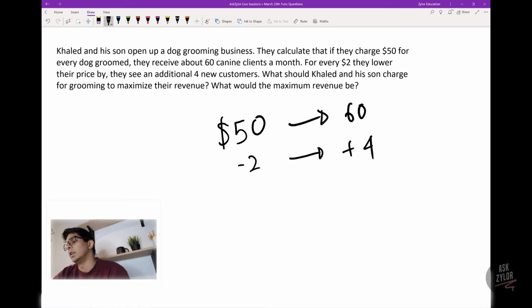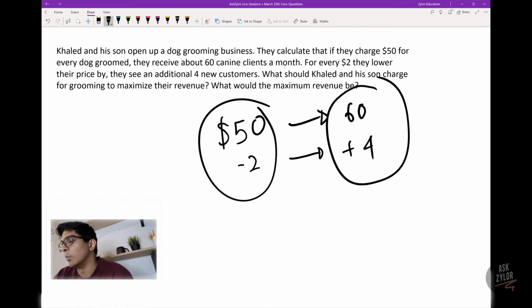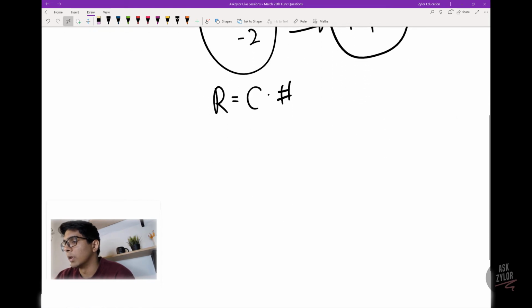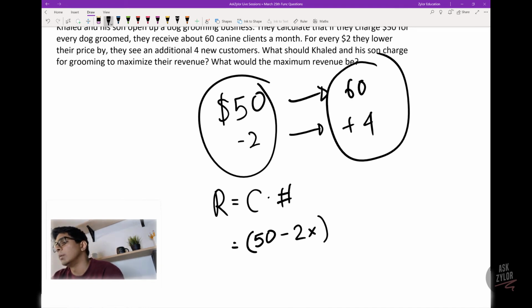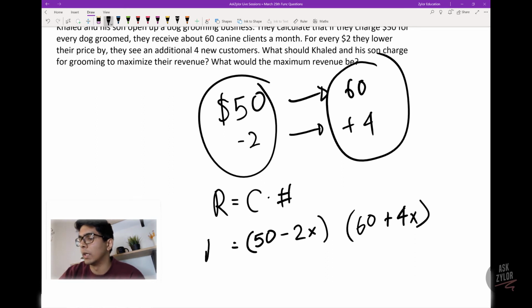So we need to find a model that gives me the price multiplied by how many clients they have, because that is what revenue is going to be. It's cost times how many clients or products you have. So in this case, you have 50 minus 2x. My x is going to be how many times I'm decreasing my price, and for every time I decrease my price, my clients go up by 4. So I have 60 plus 4x. So that is my revenue.